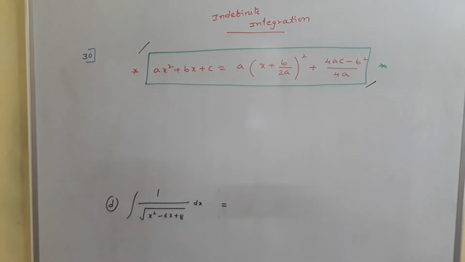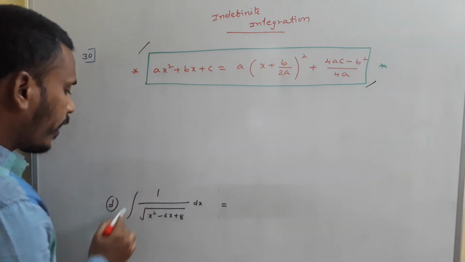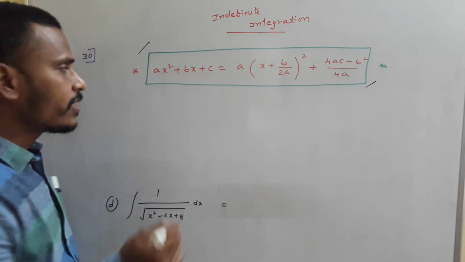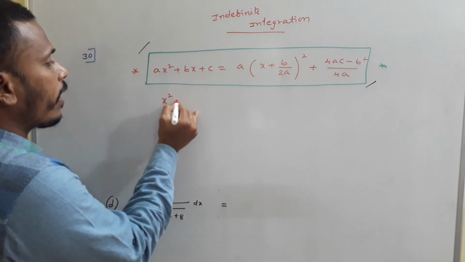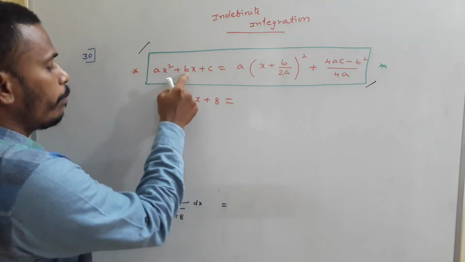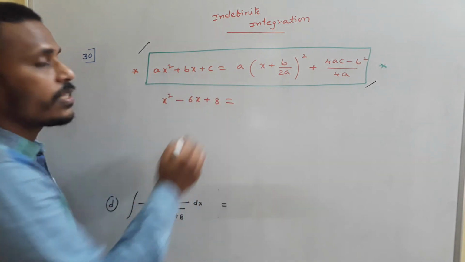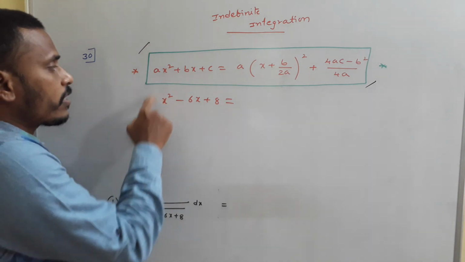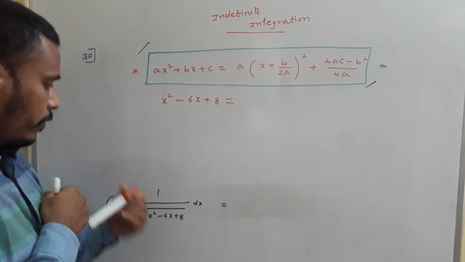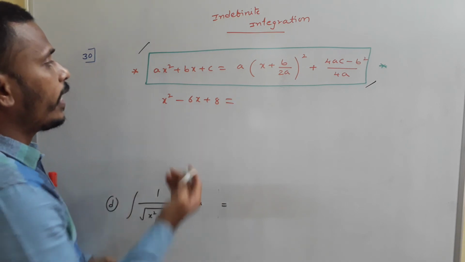Next, one more problem to practice and to understand. Okay, observe carefully. Integral 1 by root x square minus 6x plus 8, again it is a quadratic. See, if it is a quadratic, you need to compare with ax square plus bx plus c. A is 1, b is minus 6, c is 8. So replace a with 1, b with minus 6, c with 8 right side. Then what you will get? Then you will get a is 1.